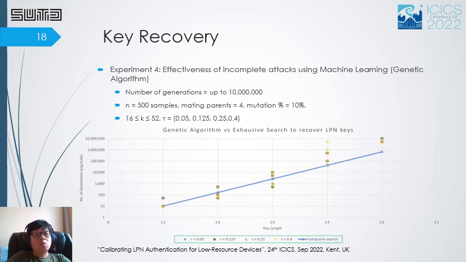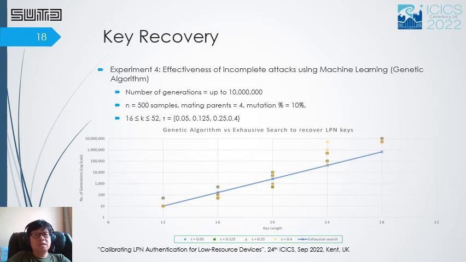Following on, what is the effectiveness of incomplete attacks? By this, we interpret it as being able to guess some parts of the secret key correctly. We use a genetic algorithm, another machine learning technique, to explore if this can be achieved, since GA works on the principle of mutating different possible answers in an attempt to get closer to the optimal one.